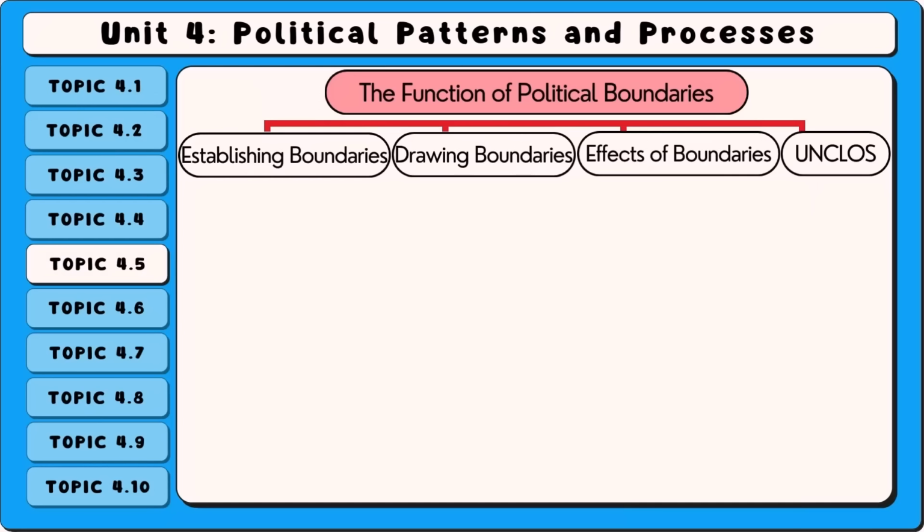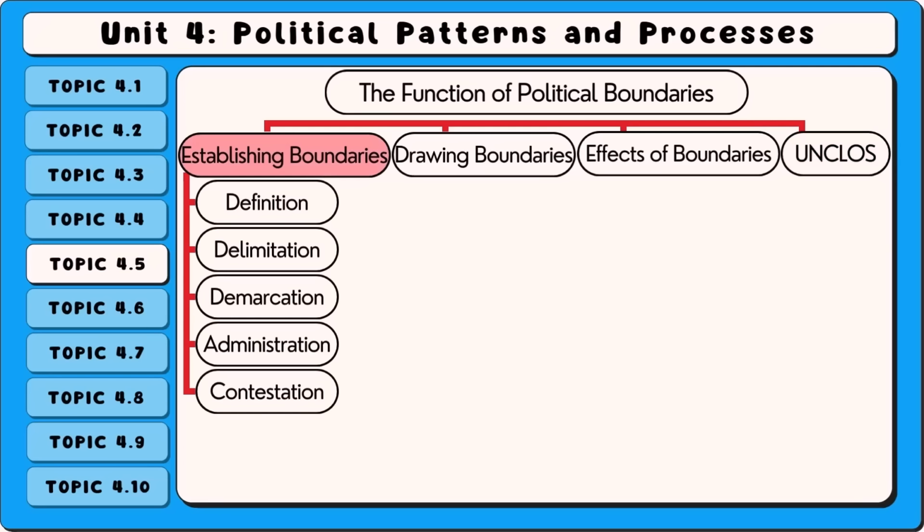In this lesson, we will examine how political boundaries function in the modern world. First, we'll explore how boundaries are created and managed. Second, we'll discuss why some boundaries reflect culture or economics, while others do not. Third, we'll examine the effects of political boundaries on people and nations. Fourth, we'll look at the United Nations Convention on the Law of the Sea, which defines rights and responsibilities in regard to maritime boundaries. Let's start with how boundaries are created and managed.